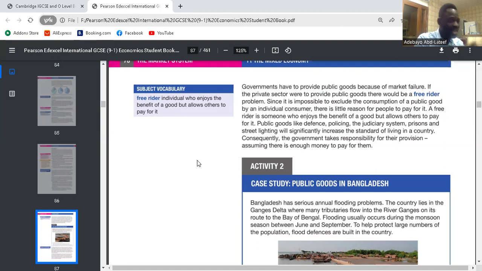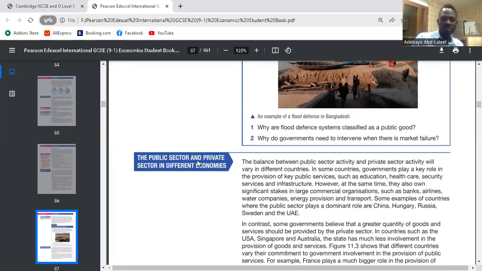This is the reason the private sector would never want to provide goods that are to be provided by the government, because they don't give things for free. Is it clear? So a free rider is that individual that benefits from what he or she doesn't contribute into. Any question about that? We'll move on.